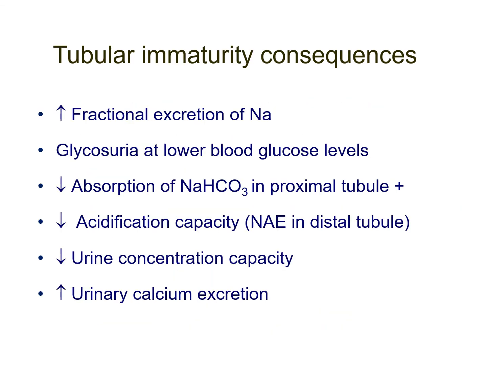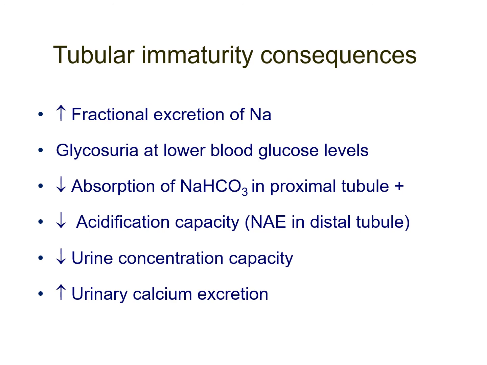A number of physiological consequences arise due to immaturity of the tubules. They include an increased fractional excretion of sodium, loss of glucose in the urine despite normal blood sugar levels, reduced bicarbonate reabsorption, reduced acidification of urine, reduced ability to concentrate urine, and increased calcium loss in the urine. You can appreciate that all the above can have quite a significant impact on a premature baby, and understanding these consequences helps significantly in clinical management decisions.